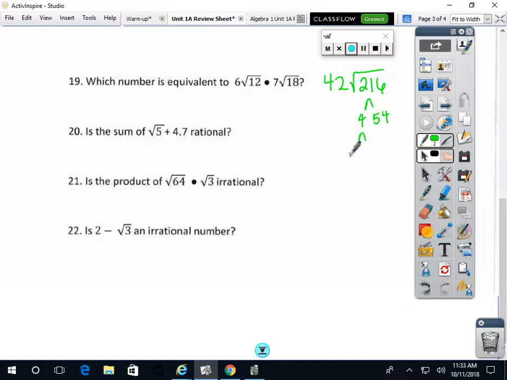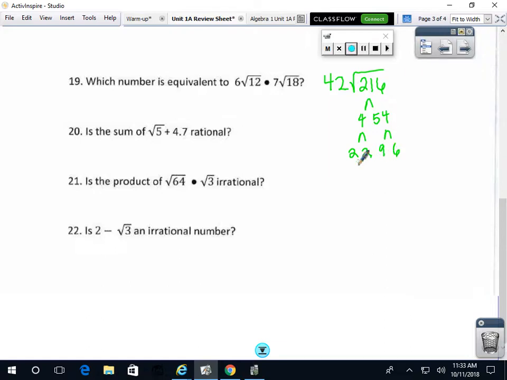Okay, now 4 breaks down into 2 times 2. 54 breaks down into 9 times 6. The 2s are prime, so they just drop. The 9 becomes a set of 3s, and then the 6 becomes a 2 and a 3. Any questions so far?